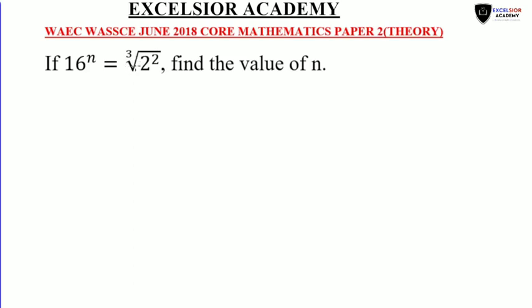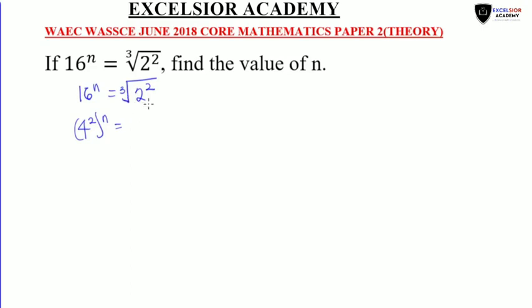All right. So to solve this, I'm supposed to make sure that we have the same bases on the left hand side and then the right hand side. Now 16 is the same as 4 squared. So we have 16 exponent n is equals to the cube root of 2 squared. Now 16 is 4 squared. So we have 4 squared raised to the power n.